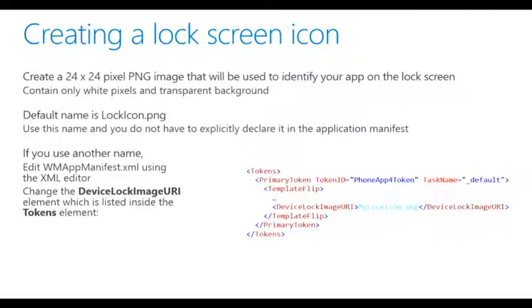Now this is something you can't edit using the GUI editor. You've actually got to open it as a text file and go in and enter this information yourself. So in the device lock image URI, you can put the actual name of your icon, of the little image that you are supplying. That's inside the primary token element, as you can see there.